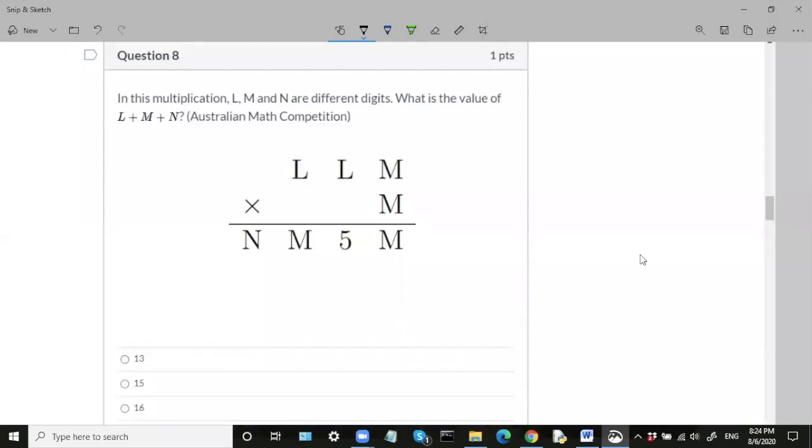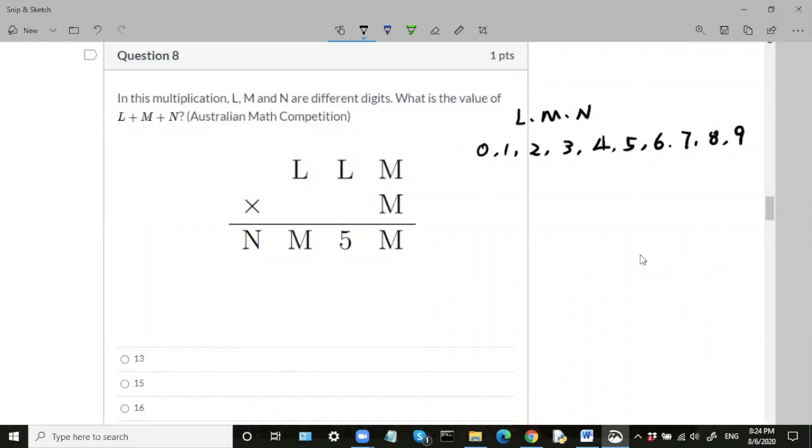Problem 8. In this multiplication, L, M, and N are different digits. So what is the value of L plus M plus N? Because L, M, N are digits, they can only be 0, 1, 2, 3, 4, 5, 6, 7, 8, 9.